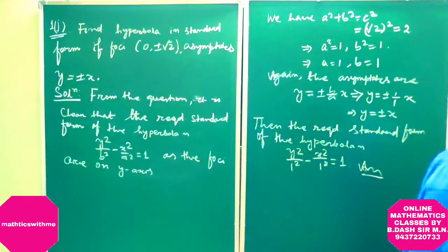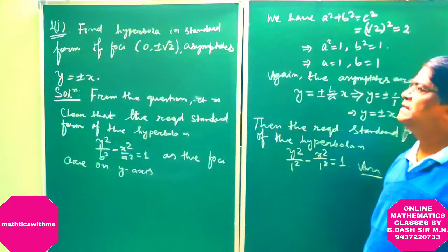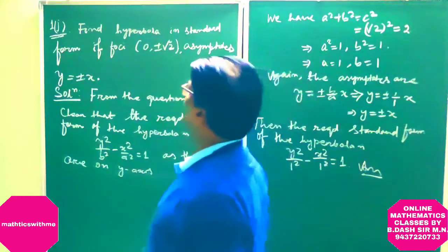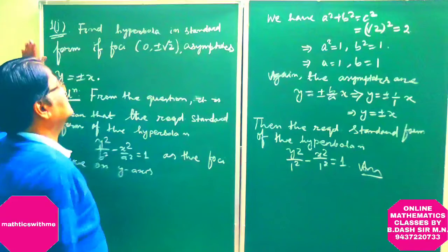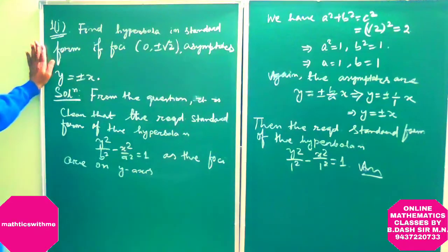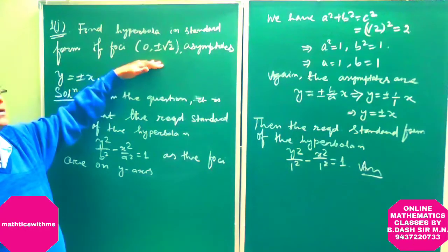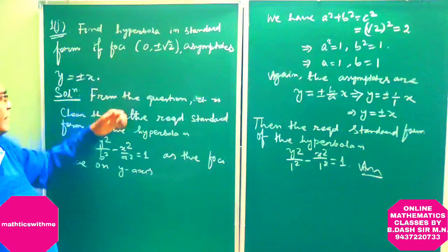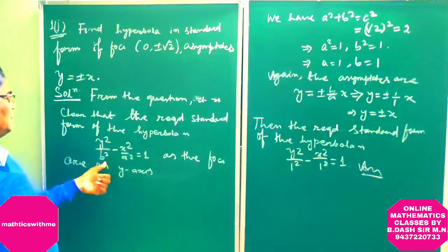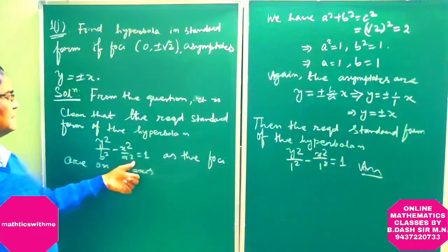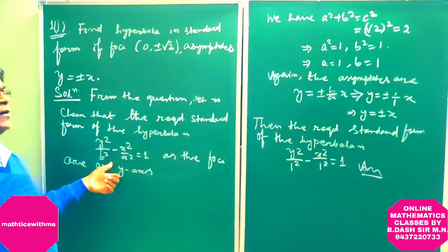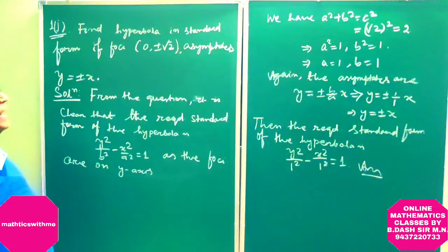So here the question is, find the hyperbola in standard form if foci are 0, plus minus root 2, asymptotes y is equal to plus minus x. From the question, it is clear that as the foci are lying on the y-axis, the standard form will be y square by b square minus x square by a square is equal to 1, and we have to find the values of a and b.